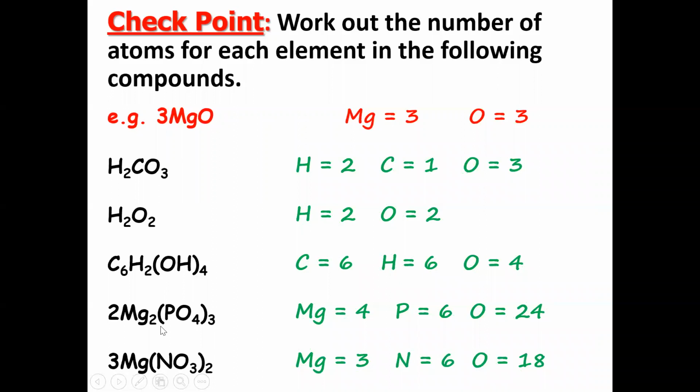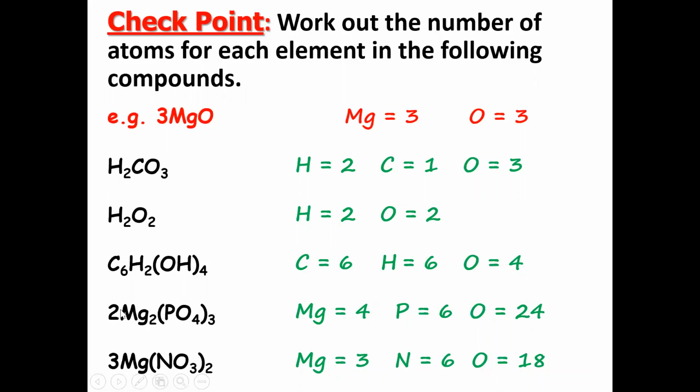Now this one's a lot more complicated. You can see you've got a coefficient here, you've got subscript numbers, and you've also got brackets. And to make it even harder, there's also a subscript number within the bracket. Now this subscript 3 means that everything within the brackets is multiplied by 3. But this subscript 4 within the brackets only applies to oxygen. This subscript 2 applies to magnesium.